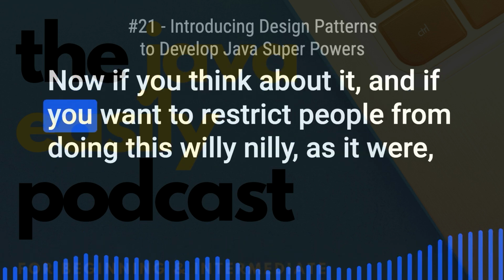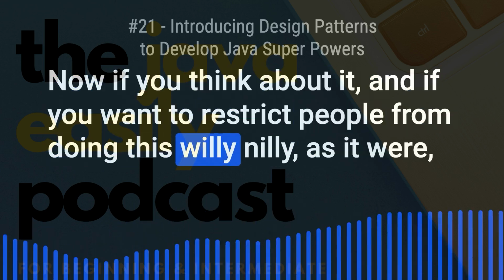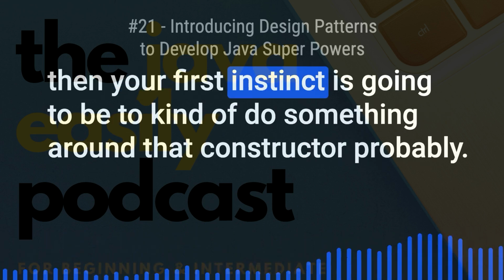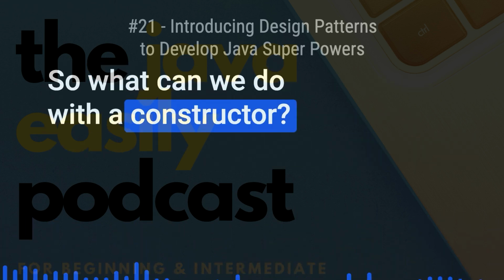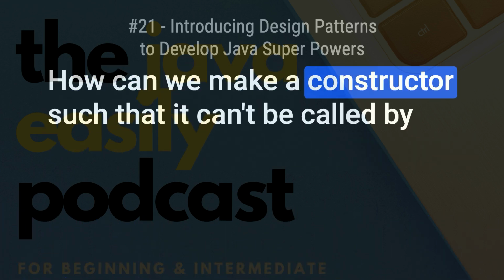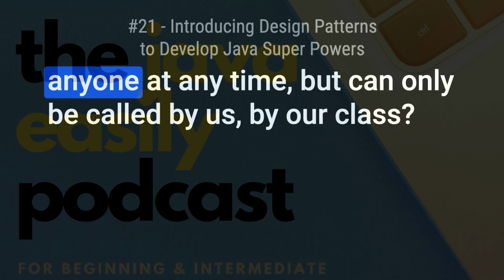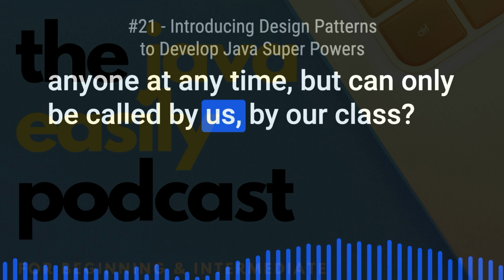Now, if you want to restrict people from doing this willy-nilly, as it were, then your first instinct is going to be to do something around that constructor probably. So what can we do with a constructor? How can we make a constructor such that it can't be called by anyone at any time, but can only be called by us, by our class?